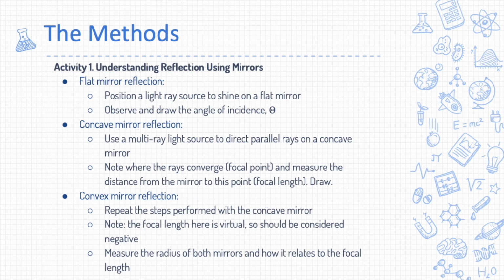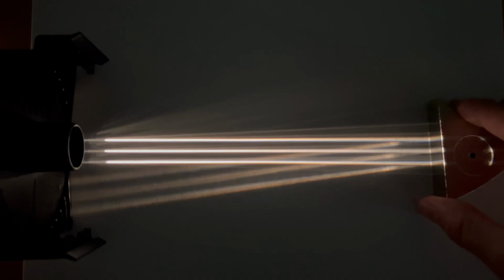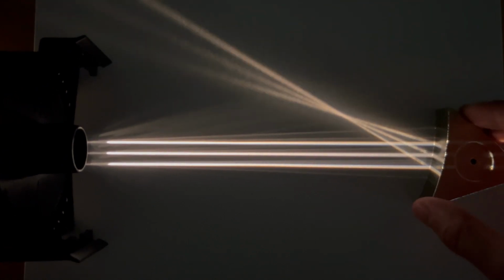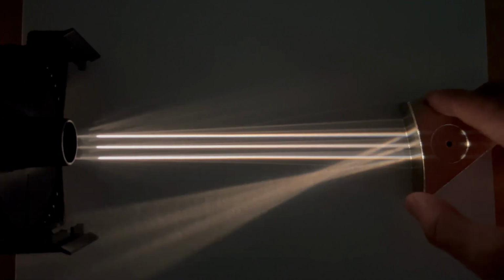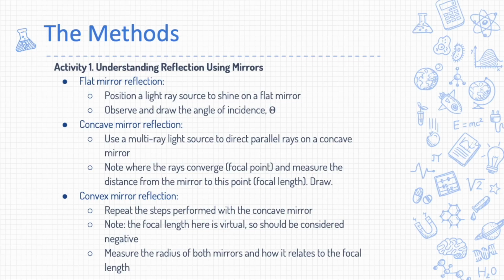For the concave mirror, we placed it in front of the shined rays and we traced where the reflected rays converged at a single point. We traced that onto the paper. This singular point is known as the focal point. We then were able to use a ruler to measure the distance between the focal point and the mirror, and this gave us the focal length, which we would trace on our paper, and I'll show you in a second.